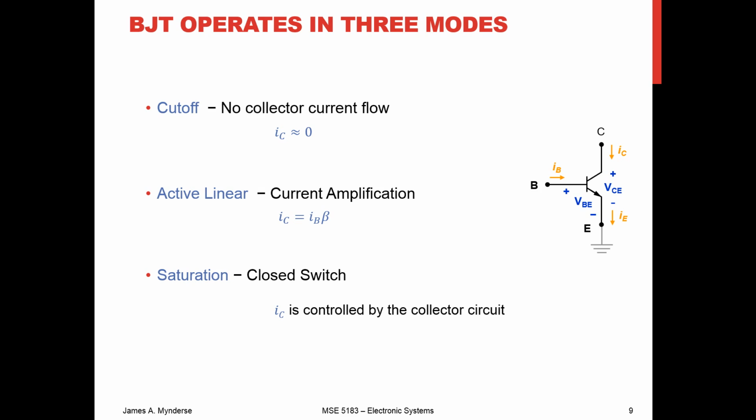So that's my saturation. I have saturated based on the construction of the piping and the hosing. So I start with the valve all the way off. That's my cutoff. I open it just a little bit so I get my active linear, where I am opening it a little bit more and the water flow is increasing, and eventually I get to saturation where it doesn't matter what I do, I am all the way open and the flow of water is not restricted. Well, it's not restricted by the valve anymore. So that's my 3 modes of the BJT.